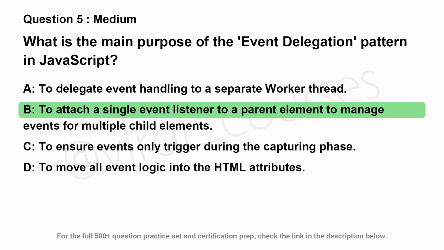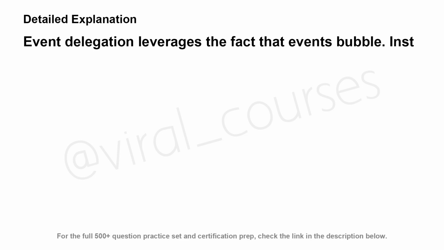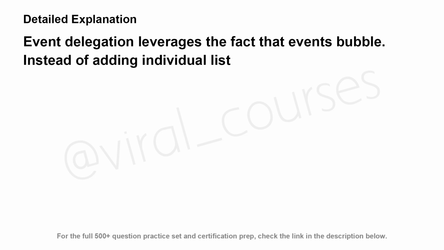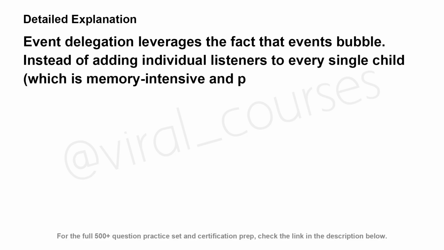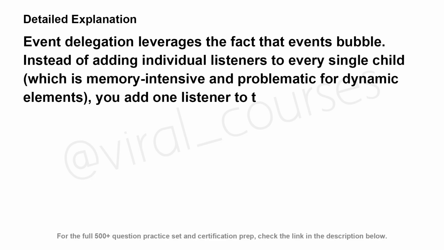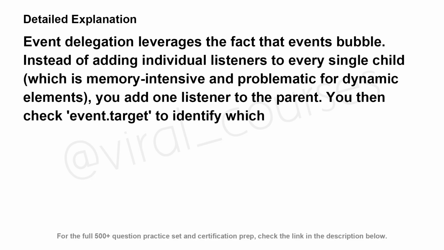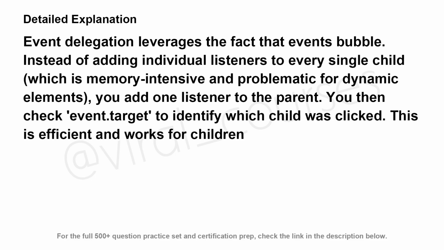The correct answer is B. Event delegation leverages the fact that events bubble. Instead of adding individual listeners to every single child, which is memory intensive and problematic for dynamic elements, you add one listener to the parent. You then check event.target to identify which child was clicked. This is efficient and works for children added to the DOM later.